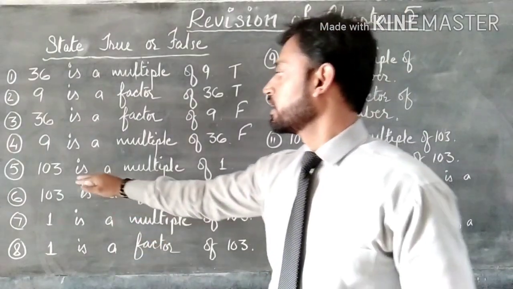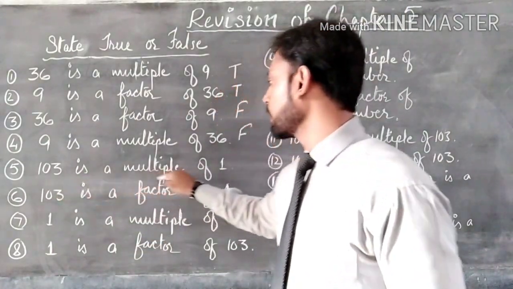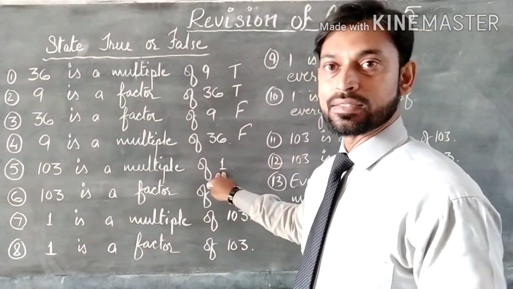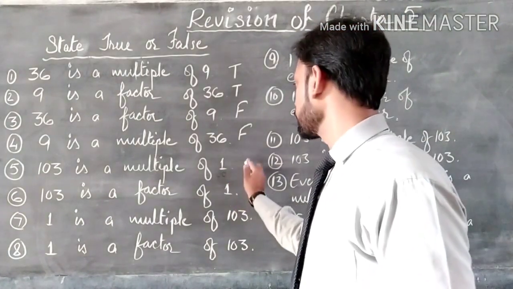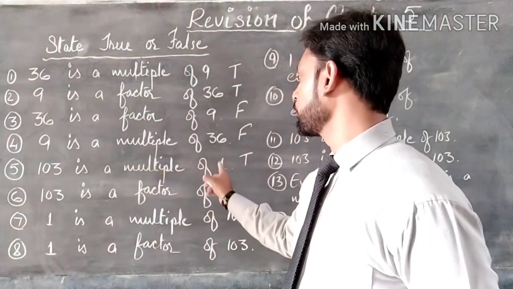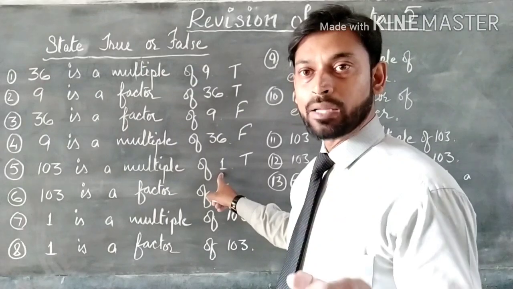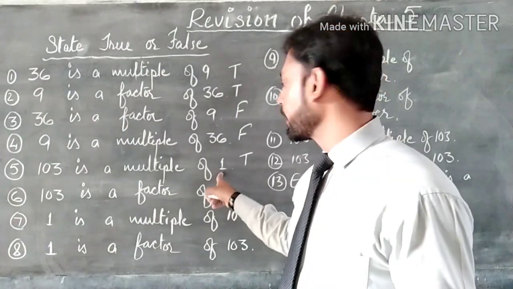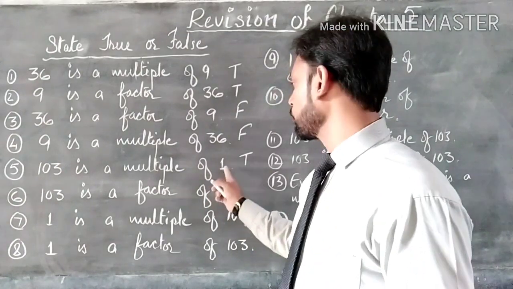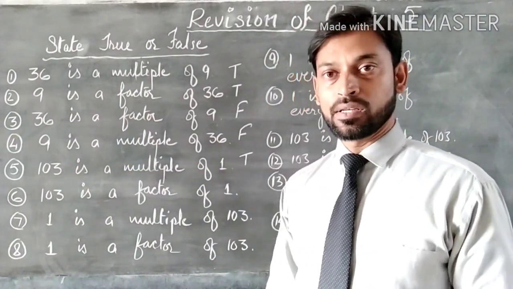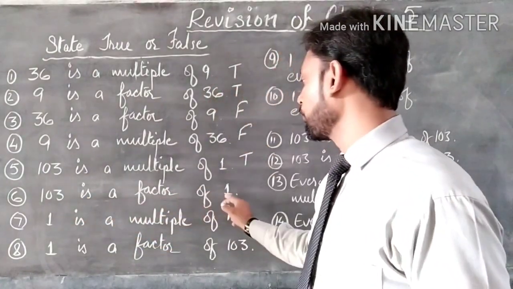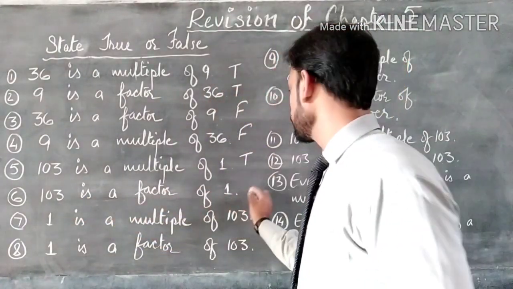Is that clear? Now, 103 is a multiple of 1. Is this statement true or false? This is true. 103 is a multiple of 1. Multiple means that number must be greater than or equal to 1 and it can divide it completely. So 1 can divide 103 completely. So this is true. Now, 103 is a factor of 1. So this is also true.